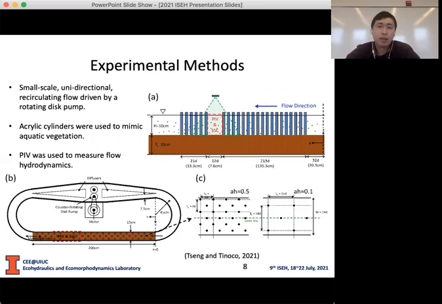So a series of lab experiments were conducted in a small-scale unidirectional recirculating flume, where the flow is driven by a rotating disc pump. The test section is 200 centimeters, and the width of the flume is 15 centimeters. Acrylic cylinders were used to mimic the high stiffness aquatic vegetation. A 10 centimeter high sediment bed was set at the bottom of the channel, and two-dimensional planar particle image velocimetry (PIV) was used to measure the flow hydrodynamics, and the configuration of the canopy is set as staggered.